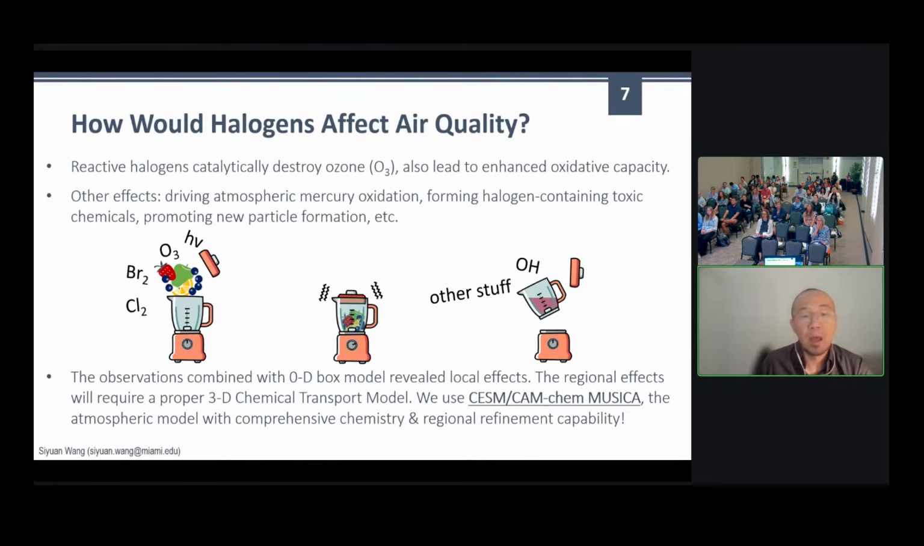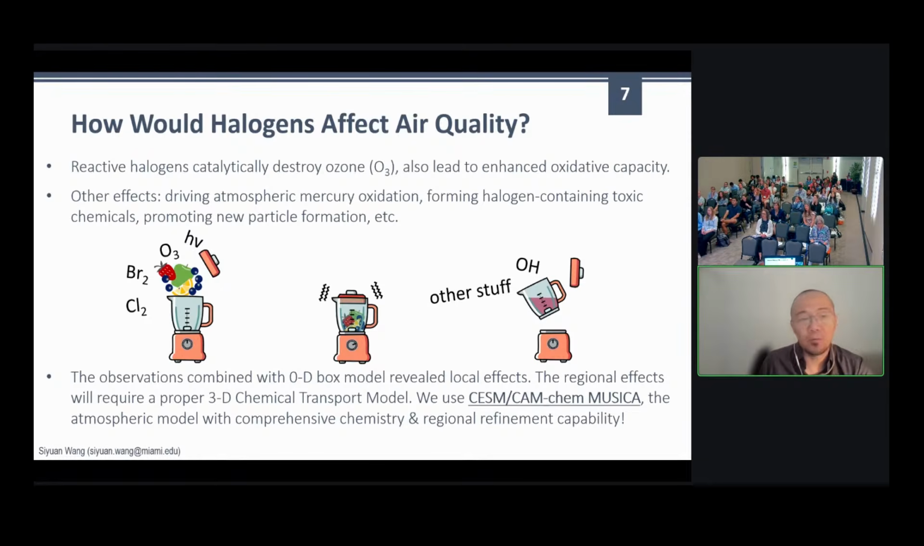So now we're wondering, how may they affect air quality? The chemistry can be fairly complicated, but long story short, high levels of reactive halogens can undergo catalytic reactions in the atmosphere, essentially rapidly destroying ozone and leading to enhanced oxidative capacity. And there is very rich literature in the halogen chemistry world. Basically, the behavior and impacts of halogen chemistry are very well documented.